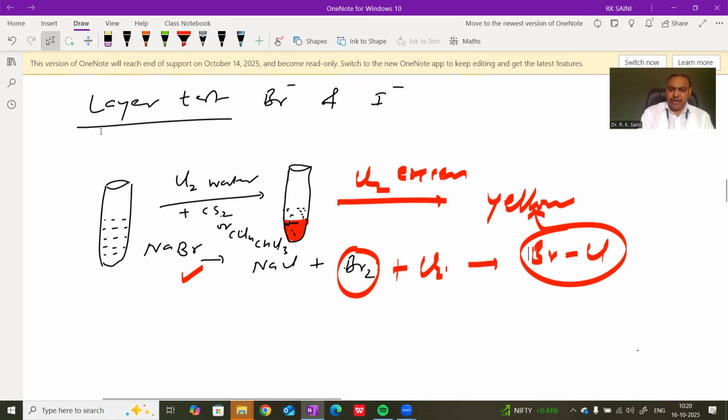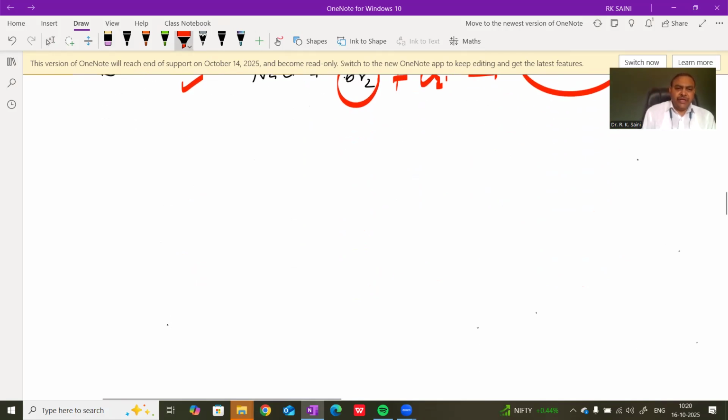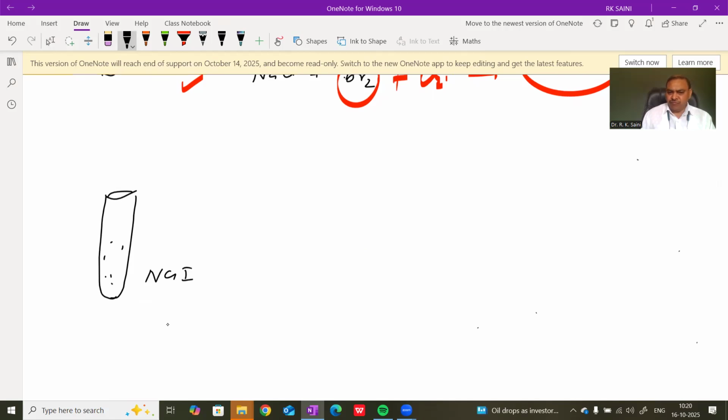Another layer test, of iodide ion. In case of iodide ion, Lassaigne's extract contains NaI. Now we add chlorine water also. A redox reaction takes place in which iodine is liberated by the chlorine. Redox reaction, displacement, non-metal displacement.